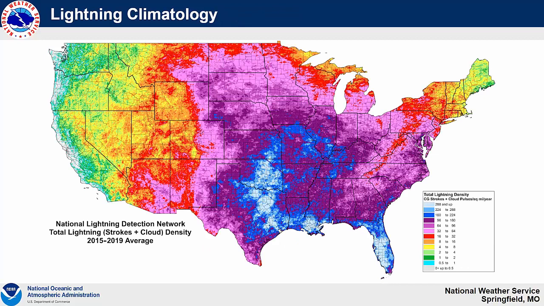Taking a look at a lightning climatology across the United States, you can see that portions of the Gulf Coast into the southern plains are the highest areas of lightning strikes per year. However, we are no stranger to thunderstorms and lightning across portions of Missouri as well. As you can see, it's denoted by the dark shade of purple and the lighter blue colors across portions of our area.